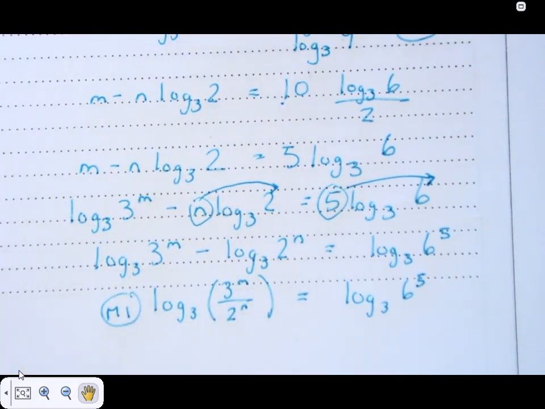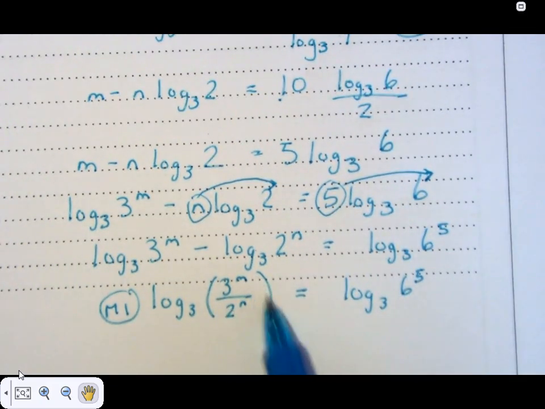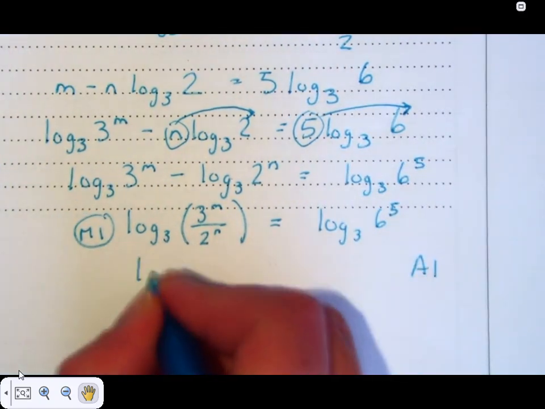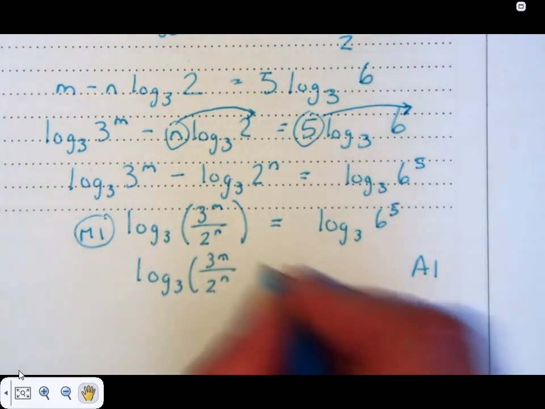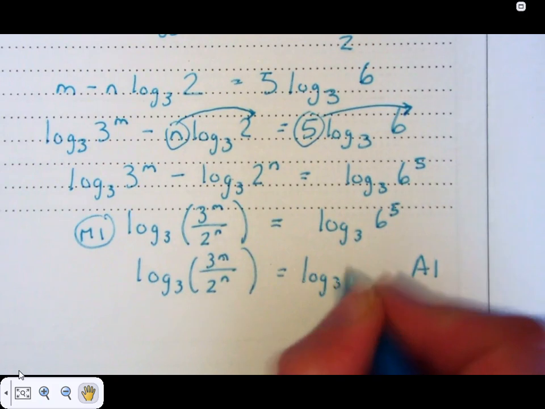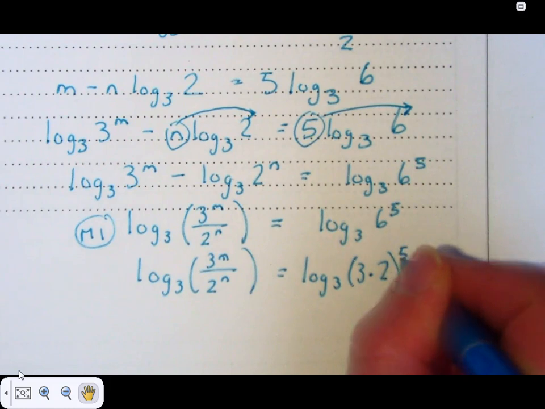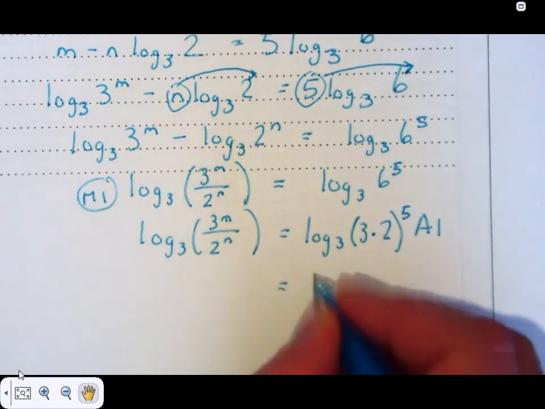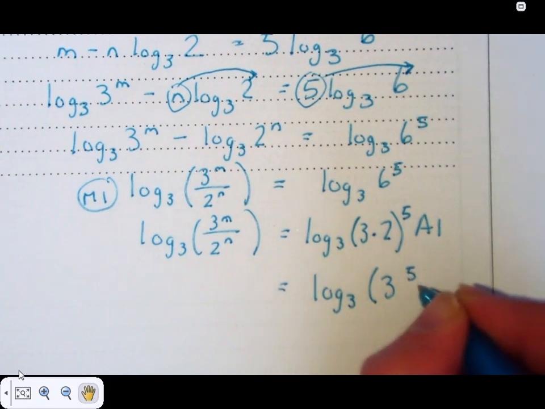And the next mark comes from being able to recognize that this 6 could be 3 times 2 so that it could help you figure out what the m and the n are going to be. So you'll get A1 if you change this to log base 3 of 3 times 2 to the 5th. Or if you want, you could just write that as log base 3 of 3 to the 5th times 2 to the 5th.